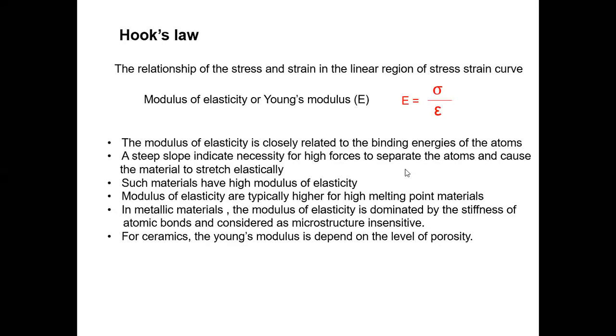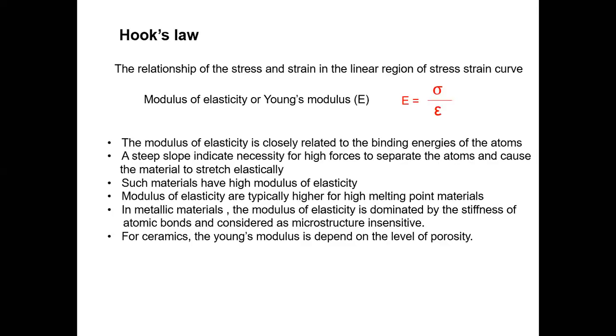Right? We'll see. So a steep slope indicates the necessity for high forces to separate the atoms and cause the material to stretch elastically. So if one material has a steep slope compared to another material, it has a high modulus of elasticity. That means a high slope. Modulus of elasticity is typically higher for high melting point materials. High melting point means what?